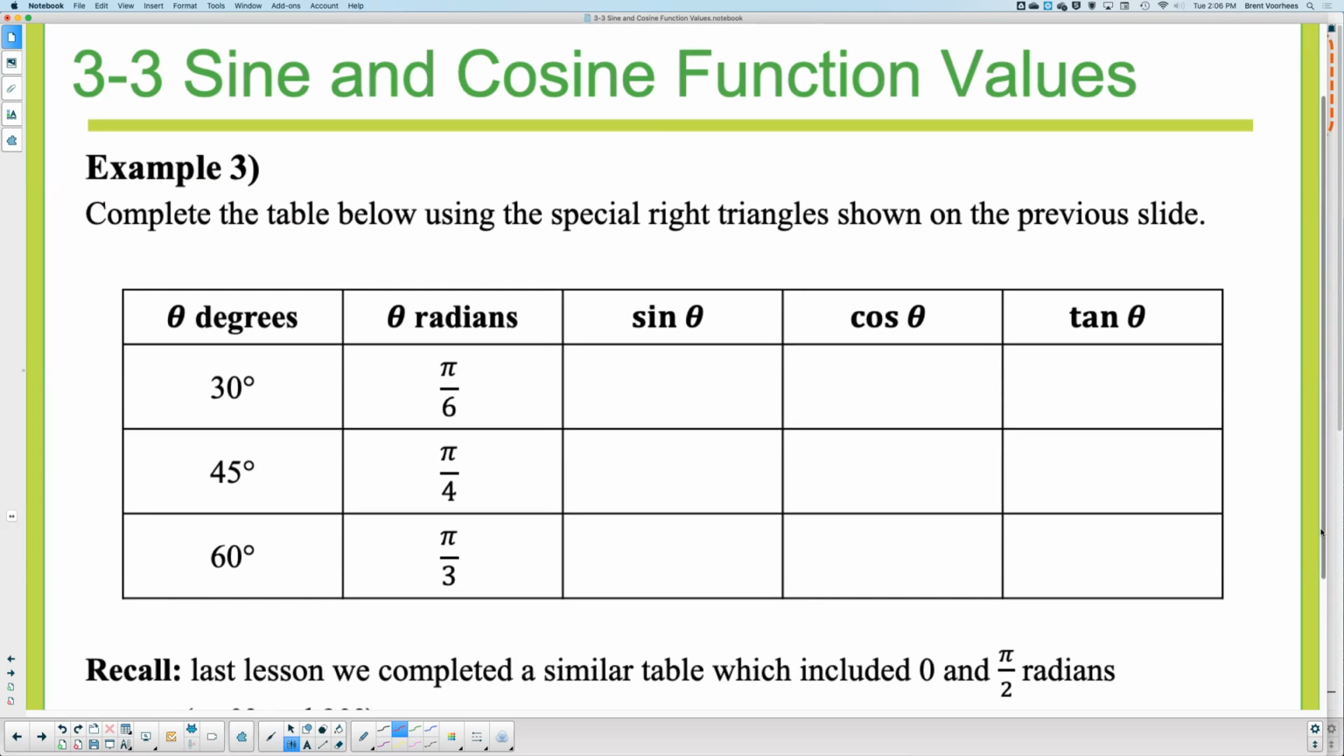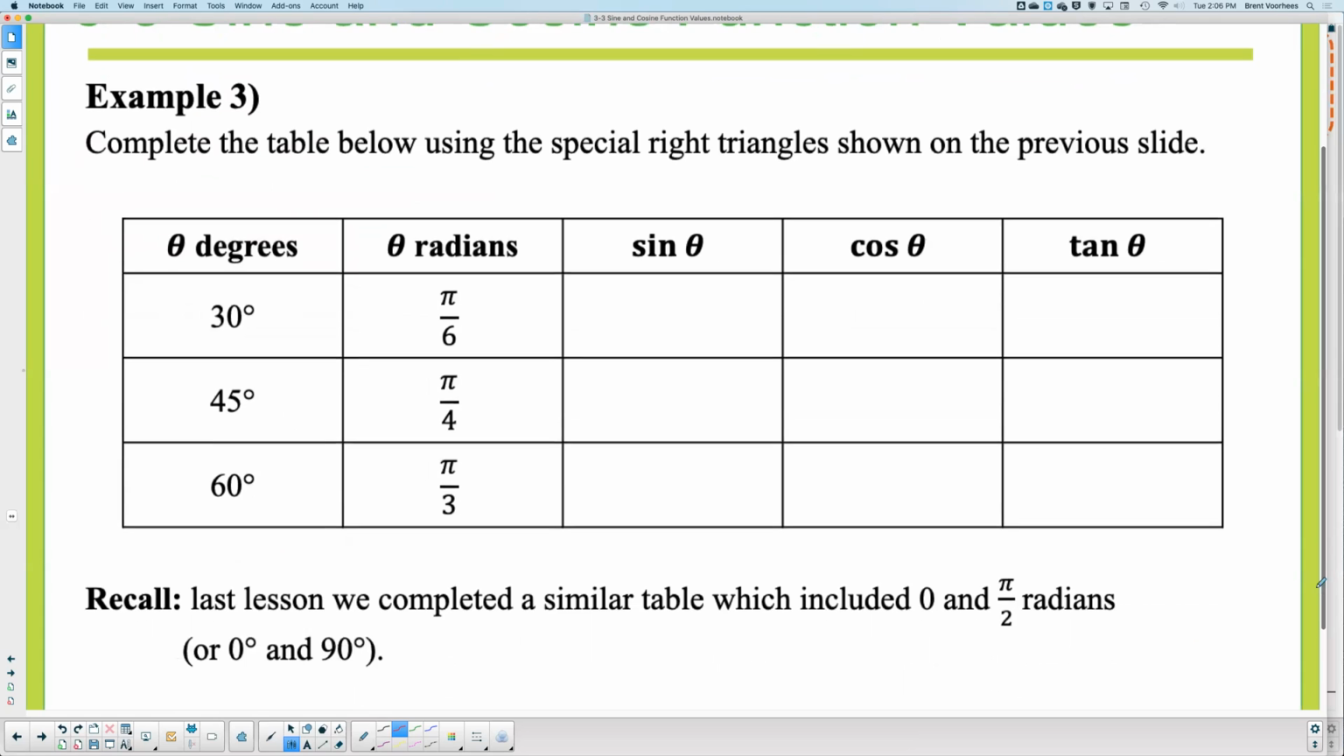Okay, so it says complete this table below using special right triangles on the previous slide. If you're watching this video in the future, you can go ahead and pause the video and use this. I'm going to do a different thing in this class now. Let's pause this video. All right, so filling this in, I'm going to use the radians. Let's look at the palm of our left hand. Pi over 6. Which finger is pi over 6? Then your ring finger.